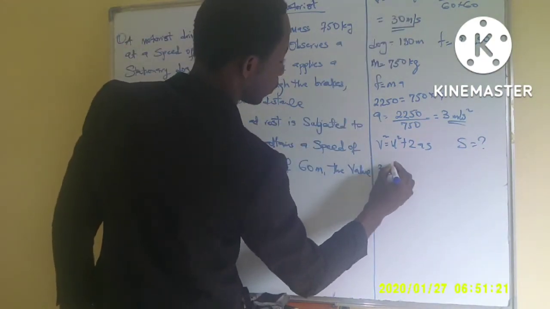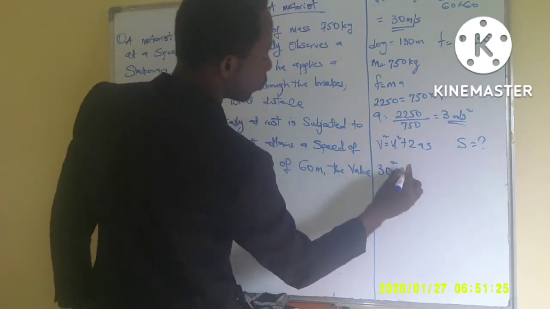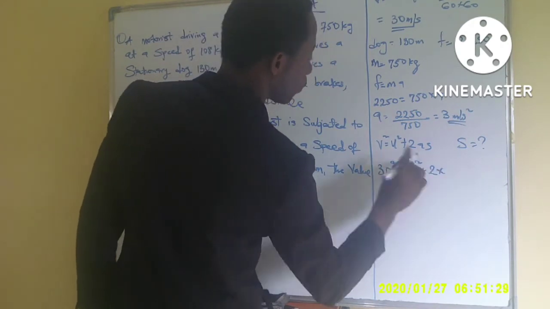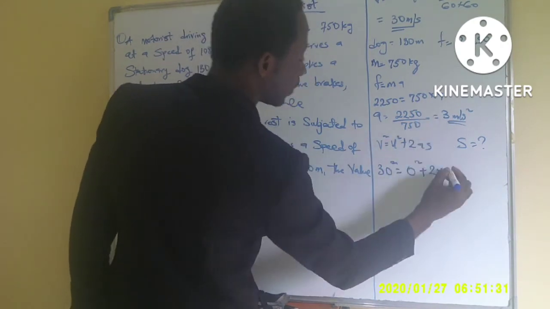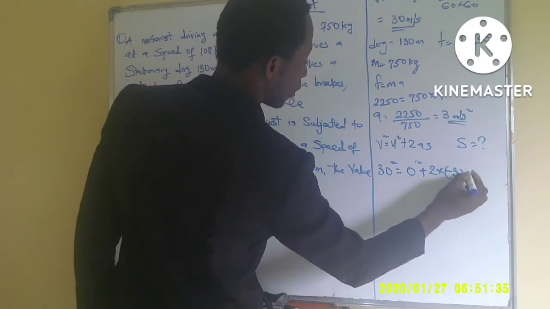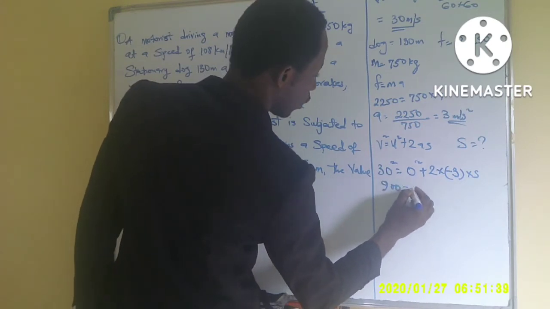The speed is 30 meters per second, so 30 squared is equal to 0 squared plus 2 times a, and a is minus 3 because it is decelerating, times x. So you have 30 squared, which gives us 900, is equal to what?